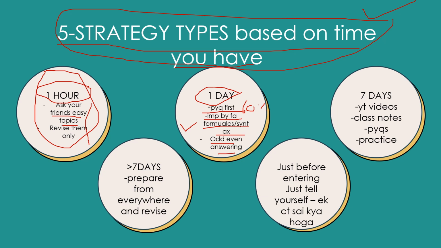Now this I have discussed in the next part as well, but I'll tell you here. Odd even answering is whenever you are answering the paper, never answer all the questions you know first, or never answer all the questions you don't know at last. Always try to make a combination. Let's say 5 questions are there, you know perfectly 2 questions, you don't know 3 questions.